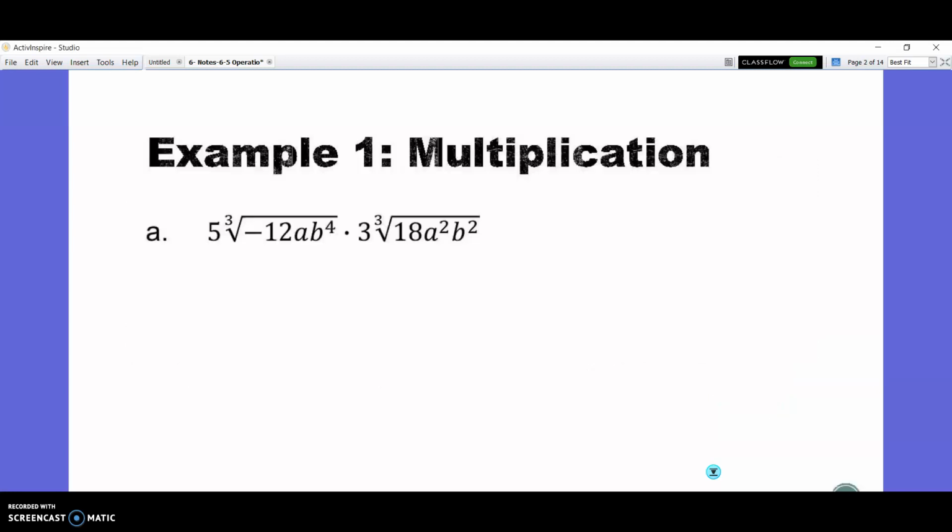So our first example, multiplication. To do multiplication, your index needs to be the same, so same index. And you see here that the index is 3 for both of them. We're going to multiply outside times the outside and inside times inside.